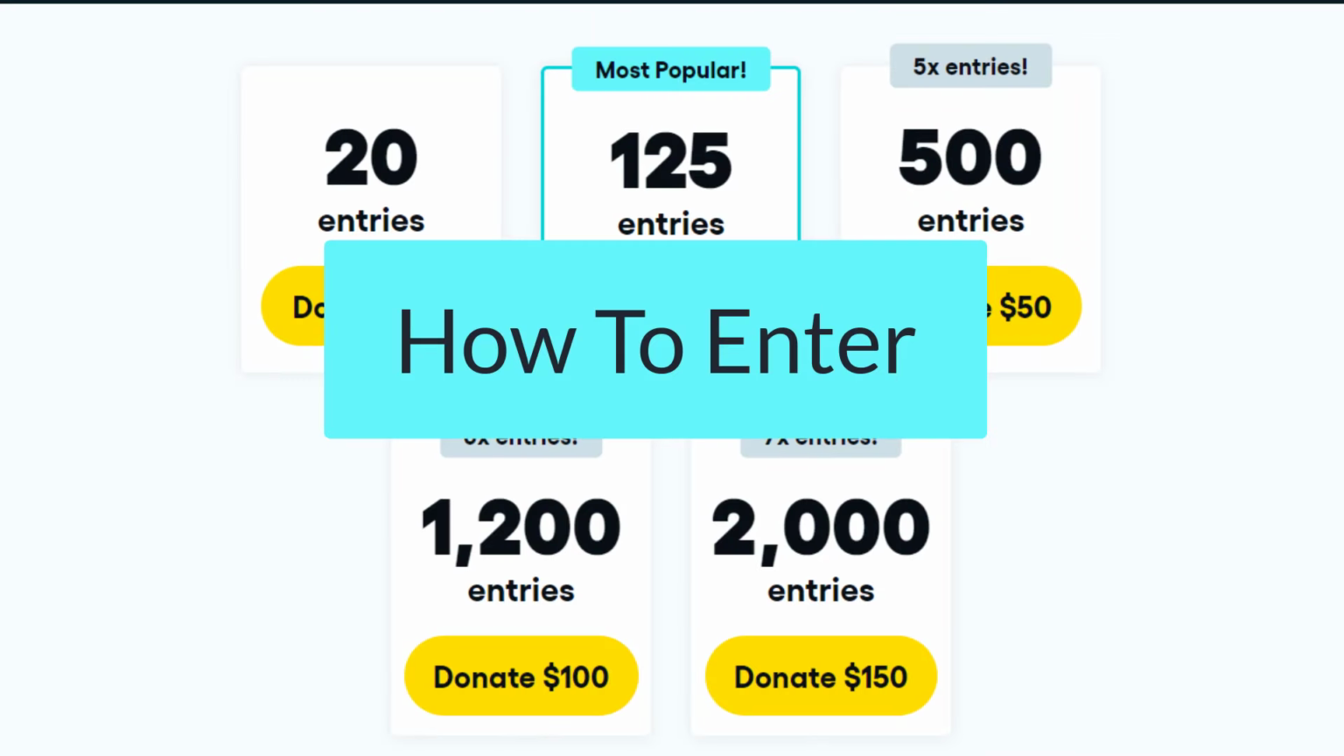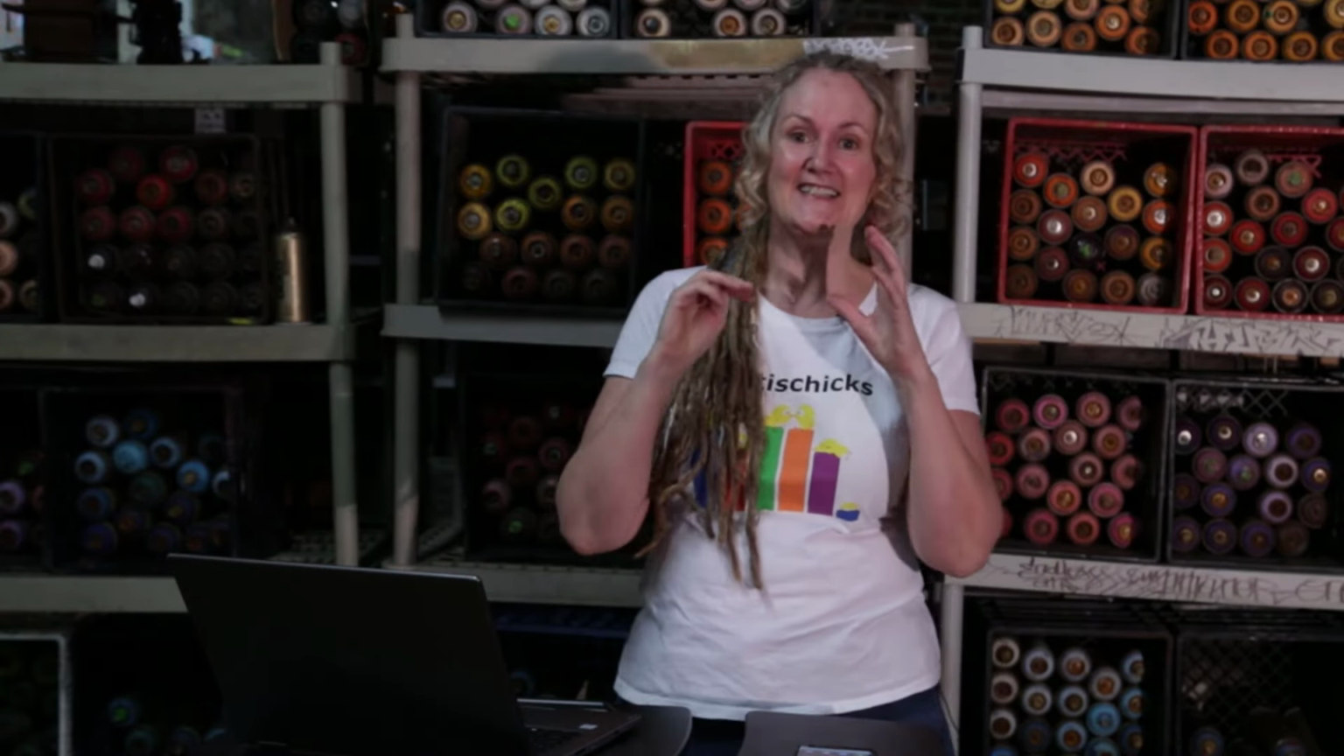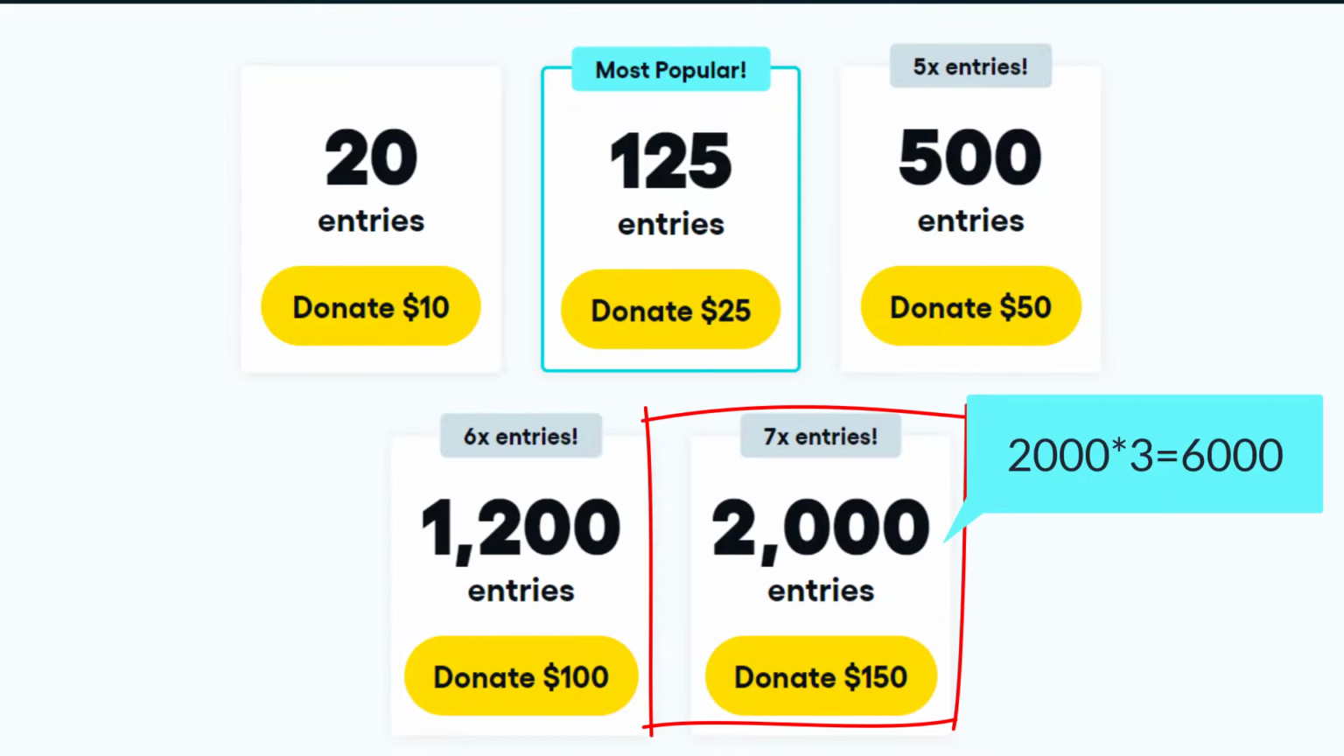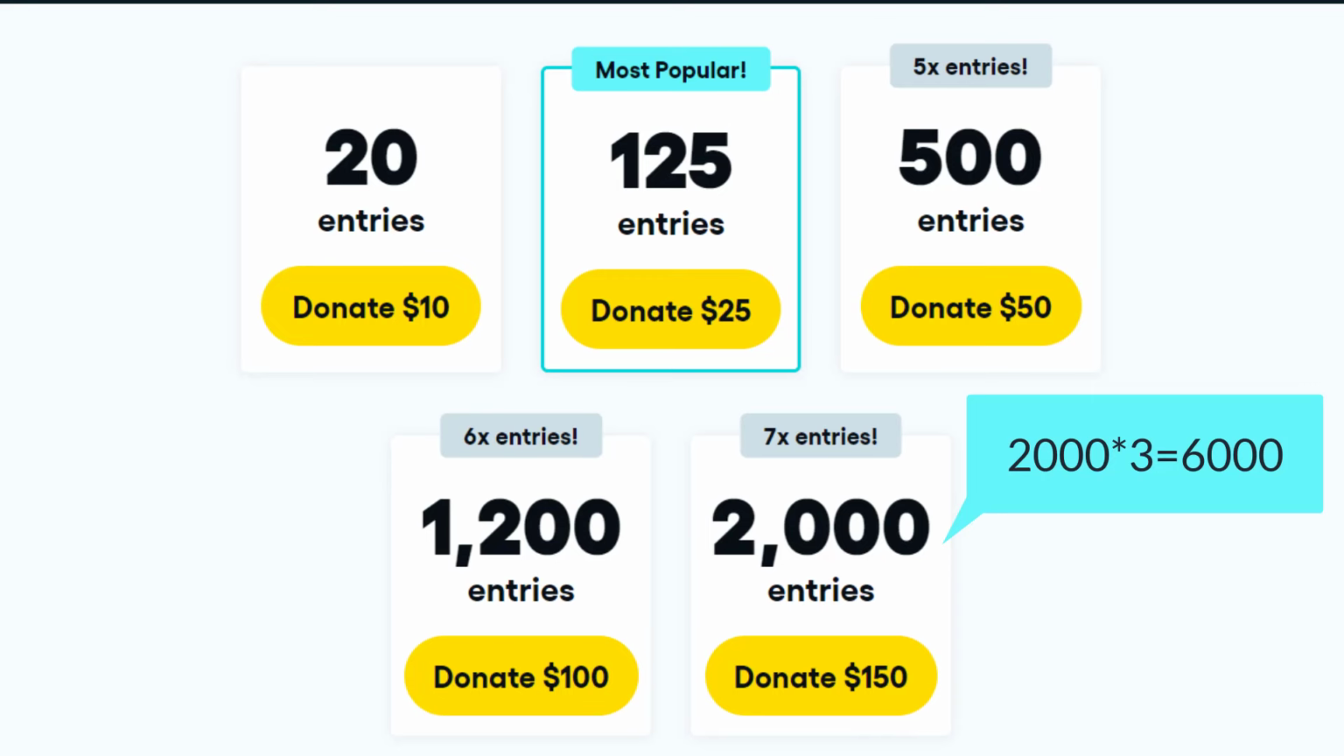Each person can only get 6,000 entries. But you don't have to enter 6,000 times, you only have to enter 3 times, and here's why. You get 2,000 entries by donating $150. Do that 3 times and you get the maximum number of entries. I'm assuming that you don't have $450 lying around to spend on entering contests.